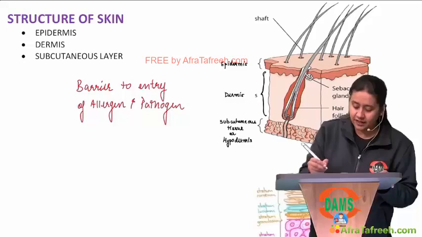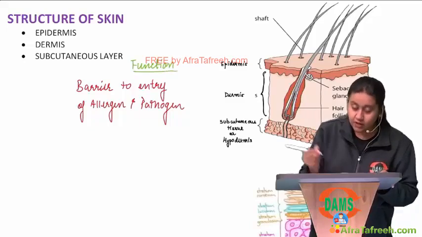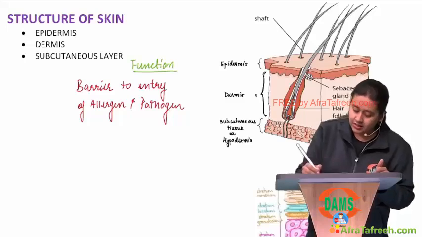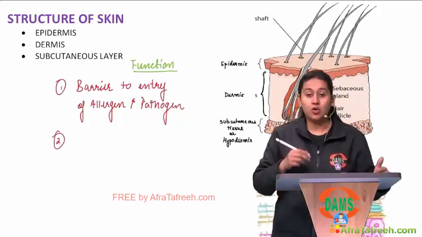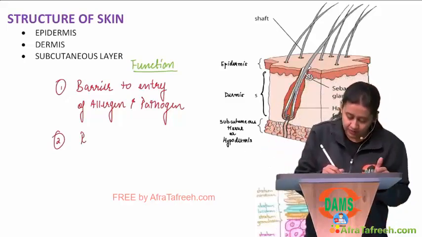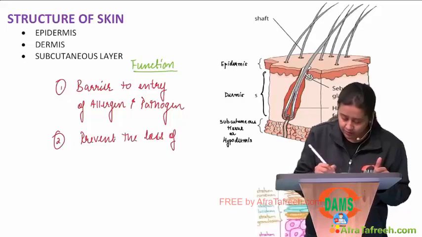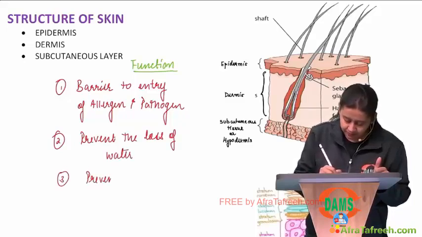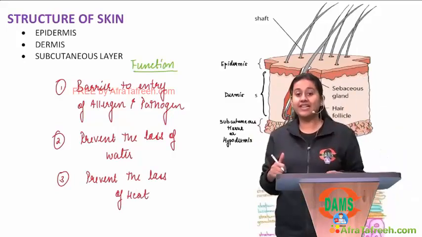So we are writing about the functions of the skin. The first one is it acts as a barrier to entry of allergen or pathogen. What is the second most important function? I told you it prevents the loss of water. And the third one is it prevents the loss of heat. So in all three ways it is protecting our skin.